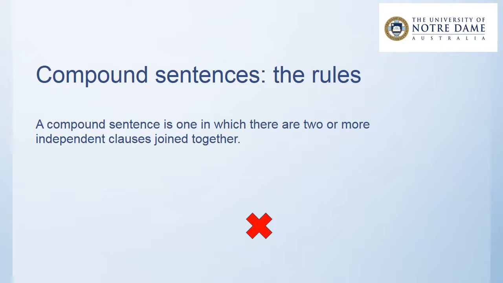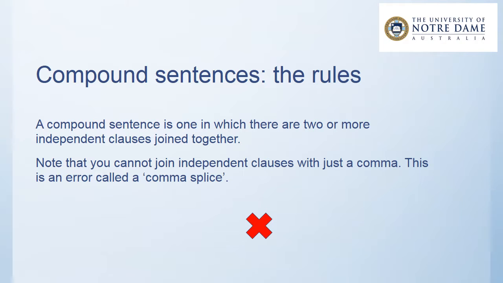Let's talk about compound sentences now. A compound sentence is one in which there are 2 or more independent clauses joined together. However, you cannot join independent clauses with just a comma. This is an error called a comma splice.